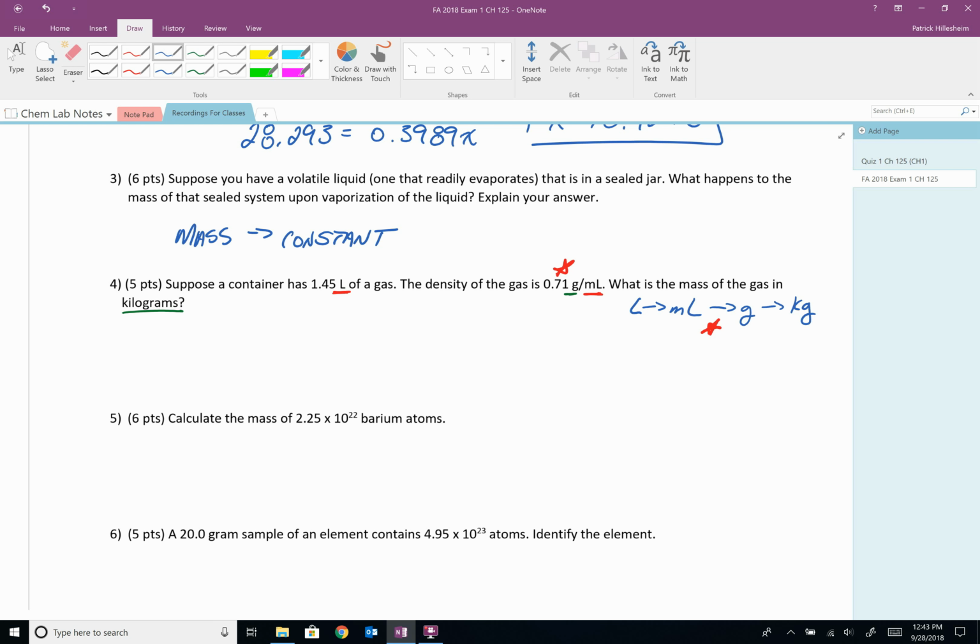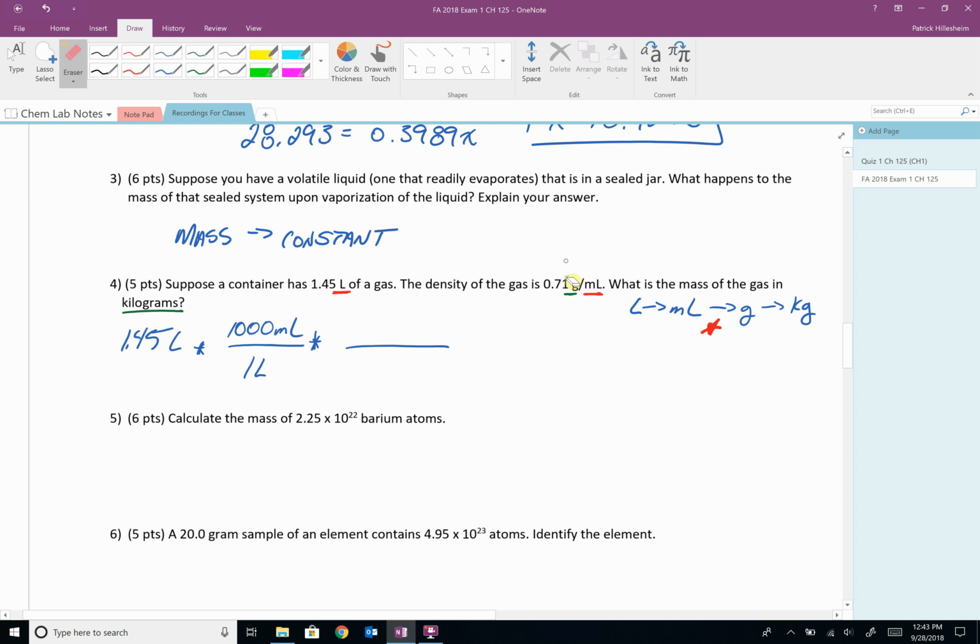So let's get this started. 1.45 liters of gas. Convert that into milliliters. That's what we said we're going to do first. For every 1 liter, we have 1,000 milliliters. Now we're in milliliters. Let's convert that into grams. For every 1 milliliter, you know what?